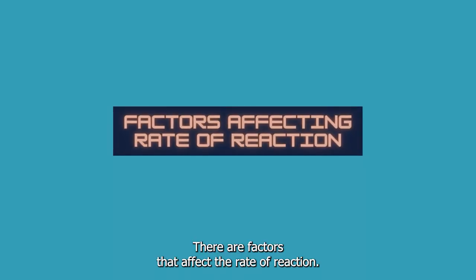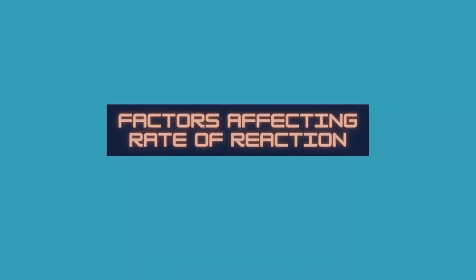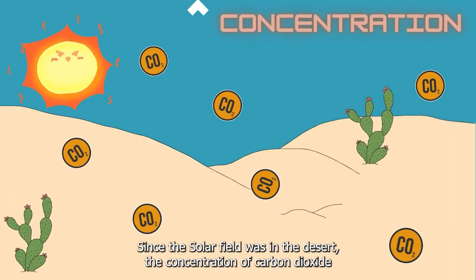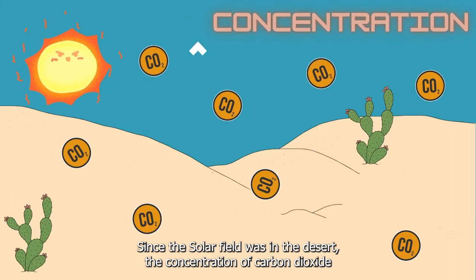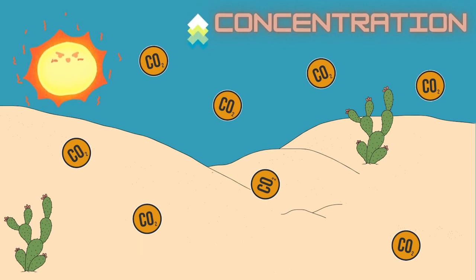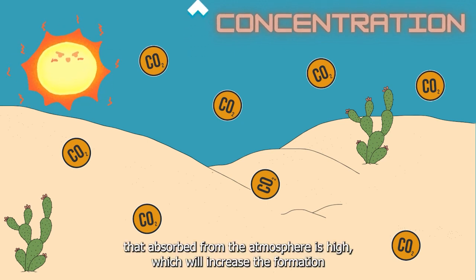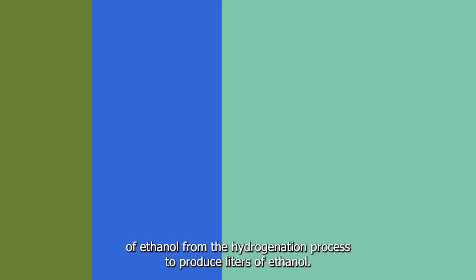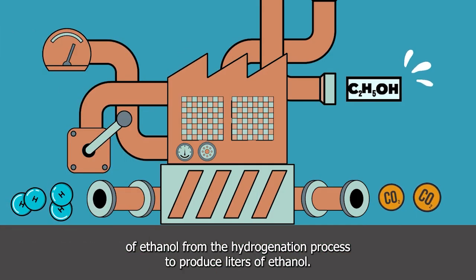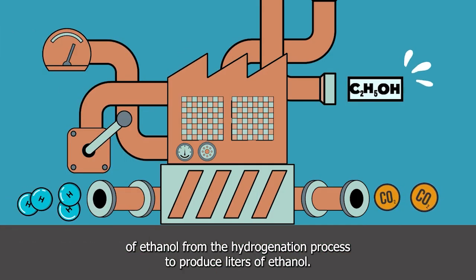There are factors that affect the rate of reaction. Firstly, the concentration of the ethanol. Since the solar field was in the desert, the concentration of carbon dioxide absorbed from the atmosphere is high, which will increase the formation of ethanol from the hydrogenation process to produce liters of ethanol.